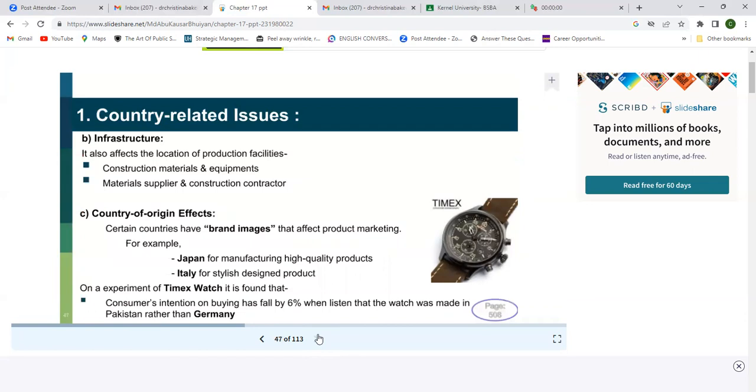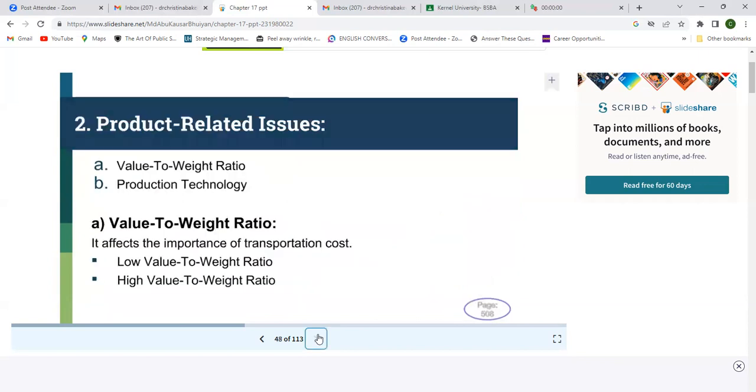Infrastructure affects the location of production facilities, construction materials, equipment, material suppliers, and construction contractors. Country of origin effects: certain countries have brand images that affect product marketing. For example, Japan for manufacturing high quality products, Italy for stylish design products. In an experiment with a Timex watch, it was found that customers' intention to buy fell by 6% when they were told the watches were made in Pakistan rather than Germany.